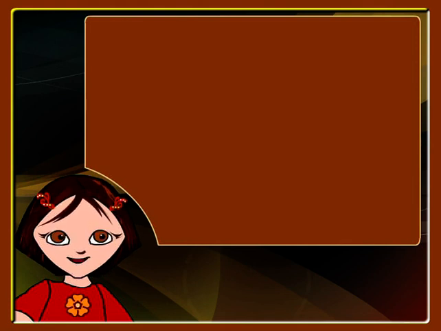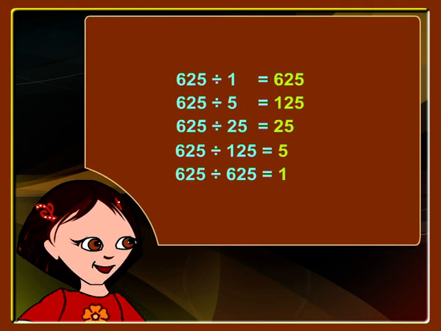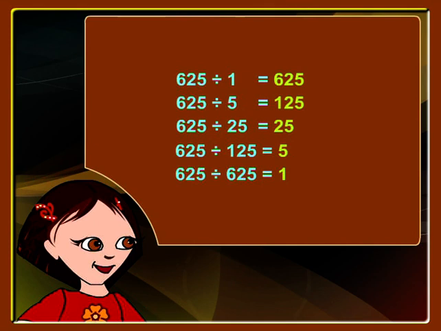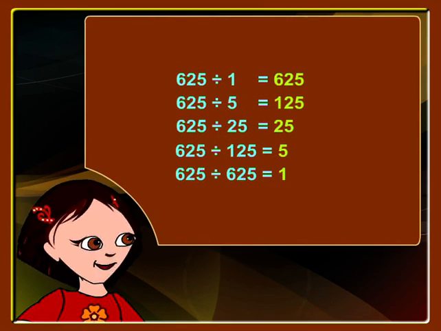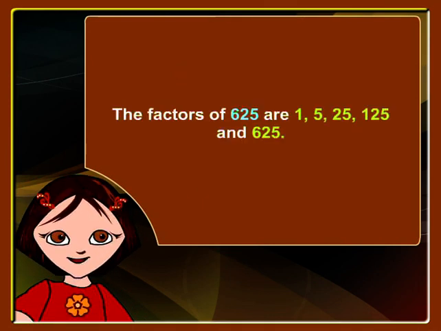Let's find the factors of 625 now. Starting with 1, we try dividing 625 with all numbers from the number line. We find the following numbers divide 625. 1, 5, 25, 125 and 625. So, they are the factors of 625.